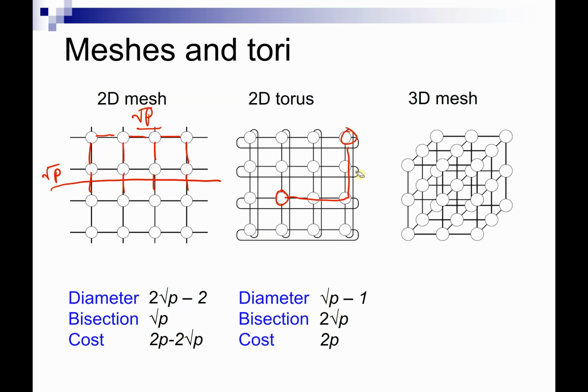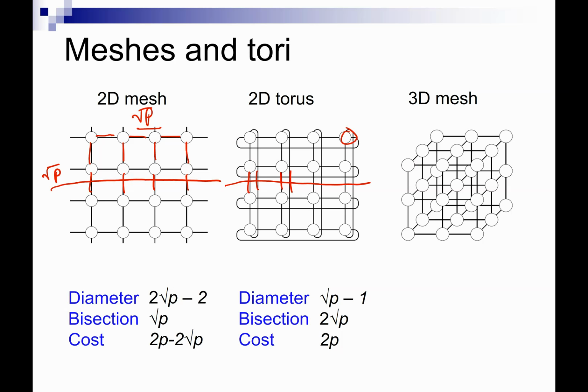And by adding these links from the first to the last node, you also improve the bisection width. Because now if you want to cut the network, you see that for each of these nodes in a row, you need to cut 2 edges. So you basically double your bisection width. And the cost has just a minimal increase, because you just need to add all of these links on the rows and on the columns. So you just have 2 times root p number of these links.